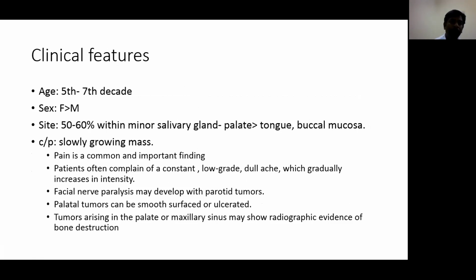Okay, clinically, 5th to 7th decade, female predominant, and 50 to 60% involve the minor salivary glands. Palate is the most common, followed by tongue and buccal mucosa. Okay, basically this is a slow growing mass, and the patient often can present with facial nerve paralysis because of the tendency to involve the nerves.